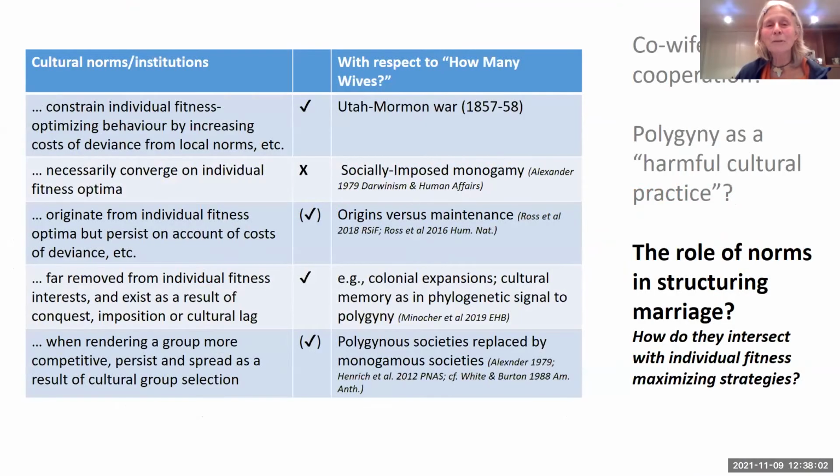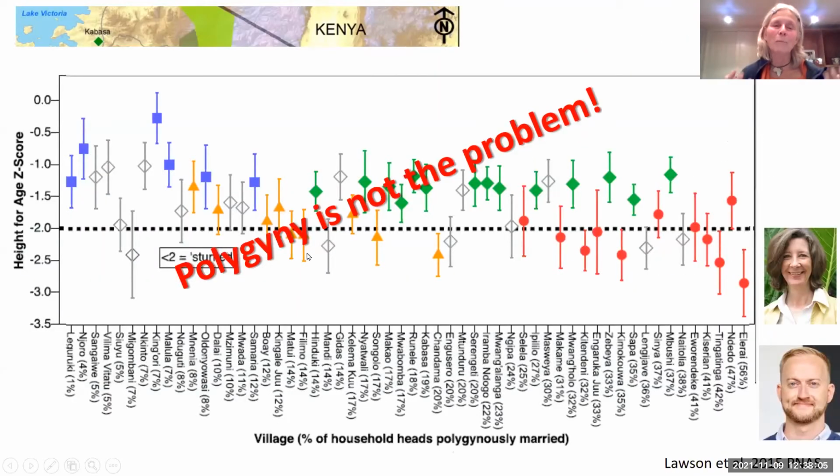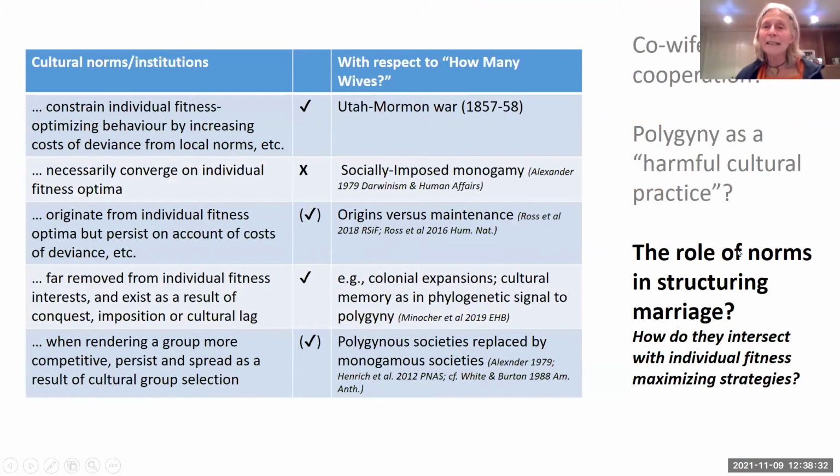What we conclude from this is that, at least in northern Tanzania, it's not polygyny that's the problem, but rather the features of the kinds of places in which polygyny persists. And this is, of course, classic ecological fallacy. I think that many of the comparative studies that, for example, featured in those Economist articles suffer from this problem. So the last point here is the role of norms in structuring marriage.